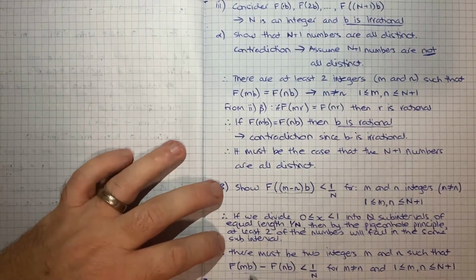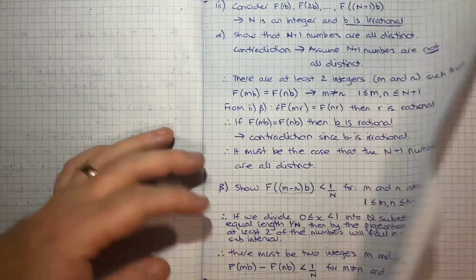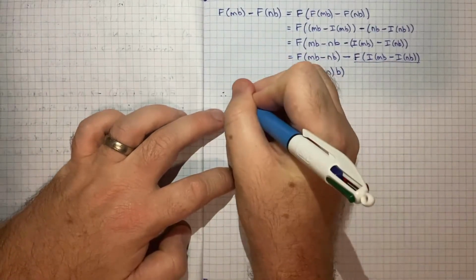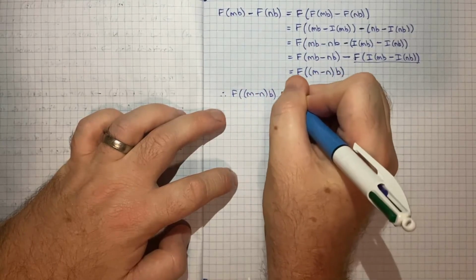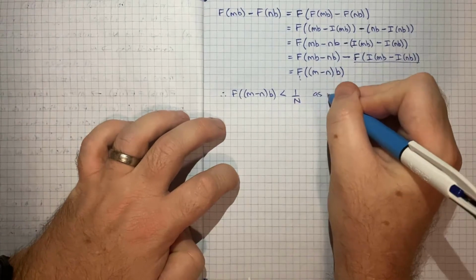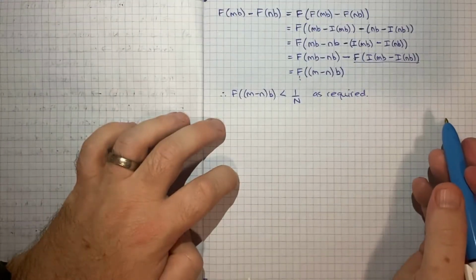So if {mb} minus {nb} is less than 1 on n, and {mb} minus {nb} can be written as this, we can therefore conclude that {(m minus n)b} is less than 1 on n, as required. And that there is part 3 done.